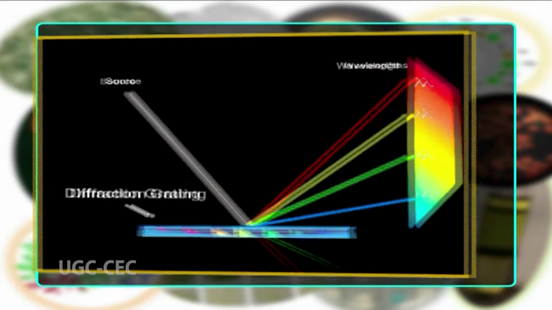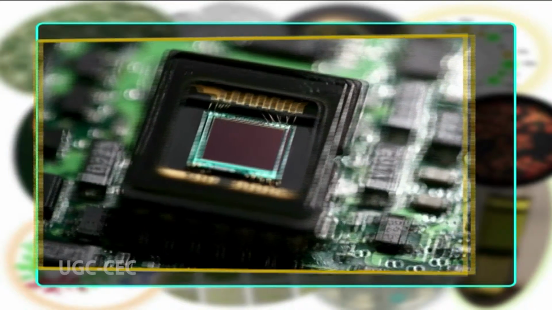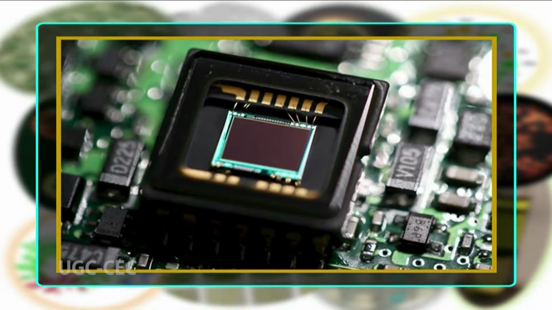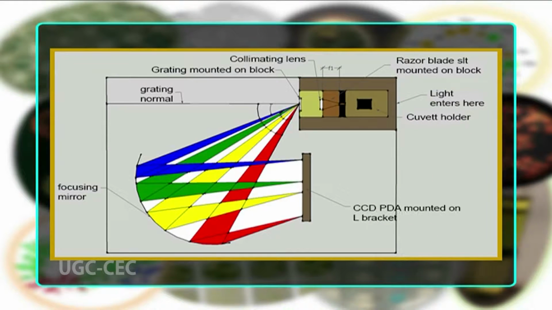Spectrophotometers use a monochromator containing a diffraction grating to produce the analytical spectrum. The grating can either be movable or fixed. Arrays of detectors such as charge coupled devices (CCD) or photodiode arrays (PDA) can also be used.